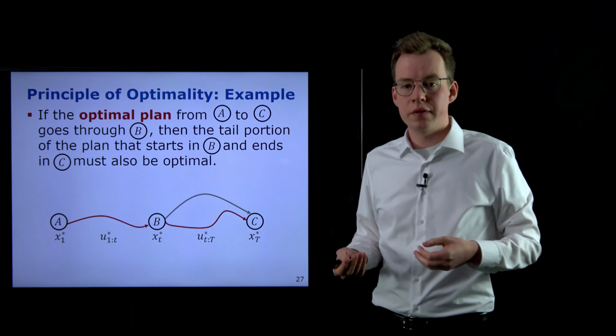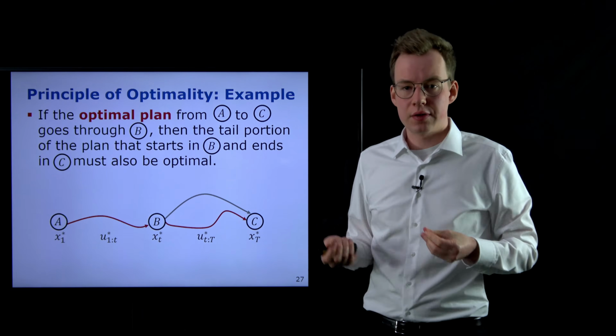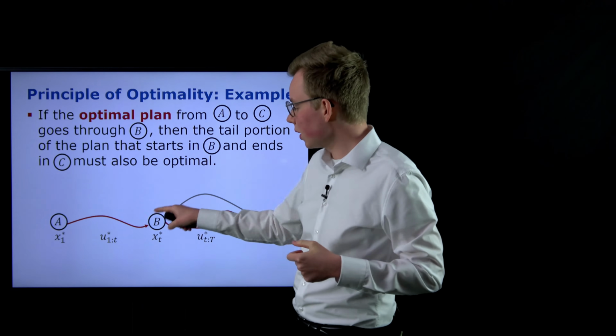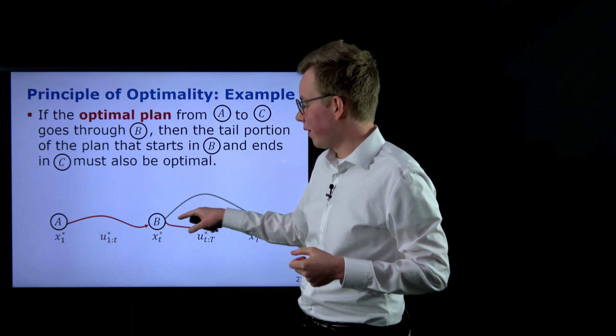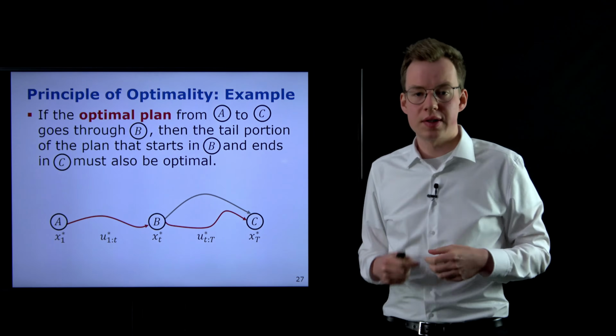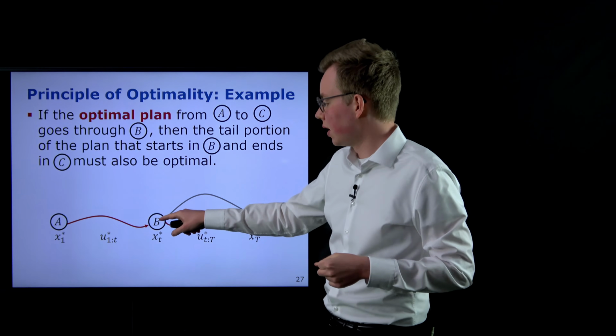It should be easy to convince yourself that this is true. Imagine we try to find a counterexample or contradict it. Imagine there was an alternative plan from B to C that was better. So imagine that this has a lower cost from B to C.